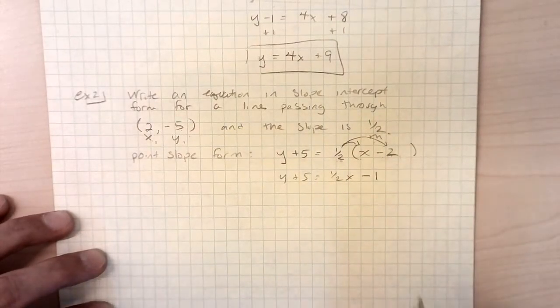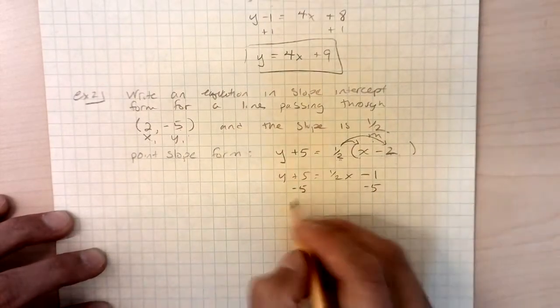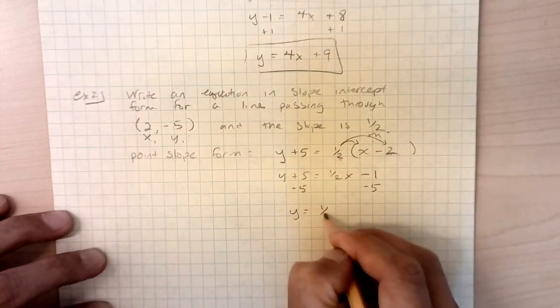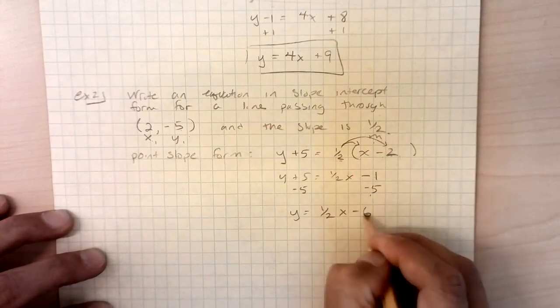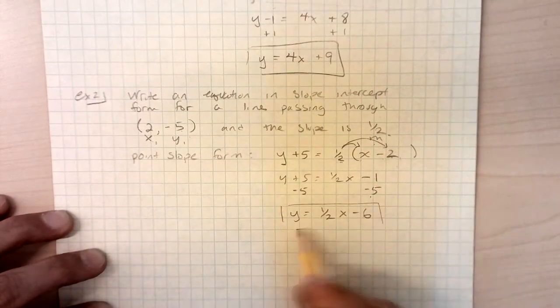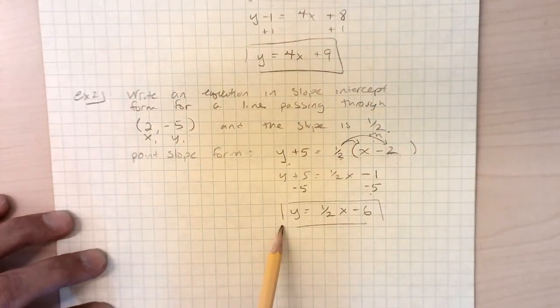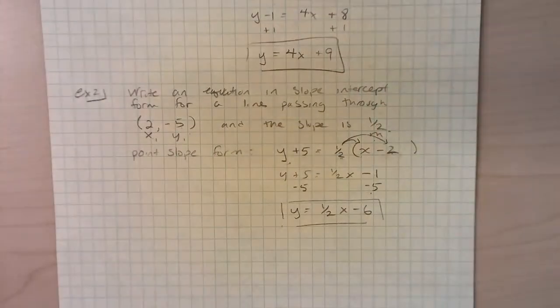And to completely solve this for y, we need to get rid of the plus 5, so we could subtract 5 from each side. We only subtract 5 from the negative 1 because those are like terms, and it's y equals 1/2 x, and then negative 1 minus 5 is negative 6. So we started with our equation in point-slope form right here, and then changed it to slope-intercept form. For all of those two examples, you should be able to take any equation in point-slope form and then change it to slope-intercept form in a similar manner.